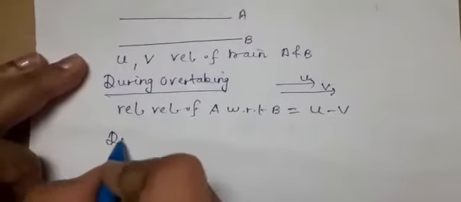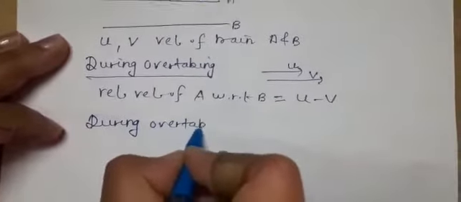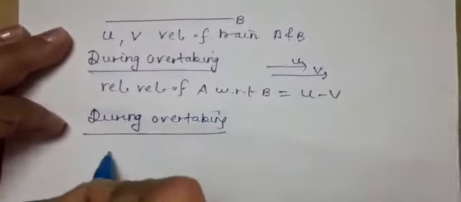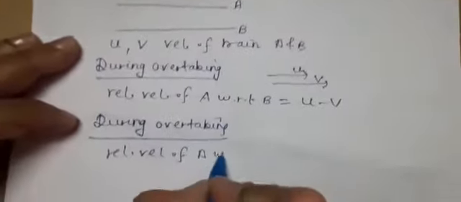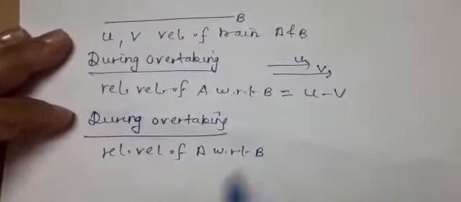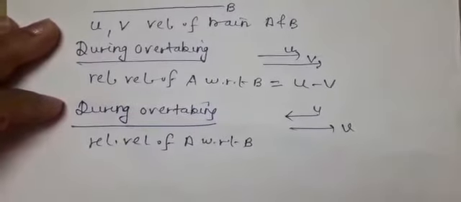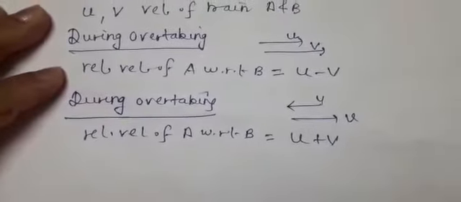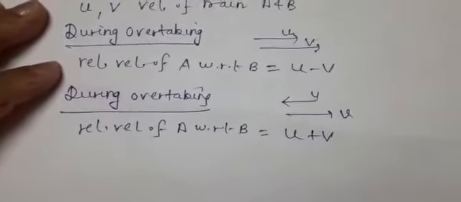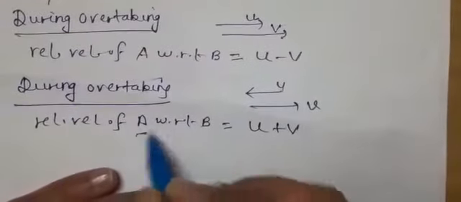Second point, during crossing. In that particular case, the relative velocity of A with respect to B. So now you can see when the bodies are moving in opposite direction, then the velocity of A with respect to B will be U plus V. The sum of these two, because you have to calculate the velocity of A with respect to B.